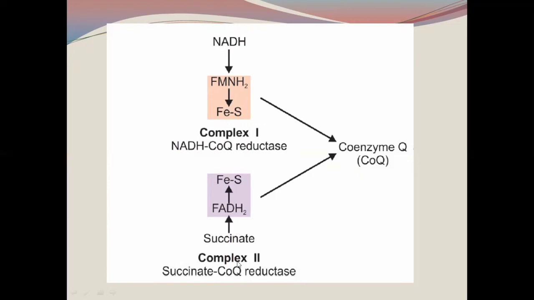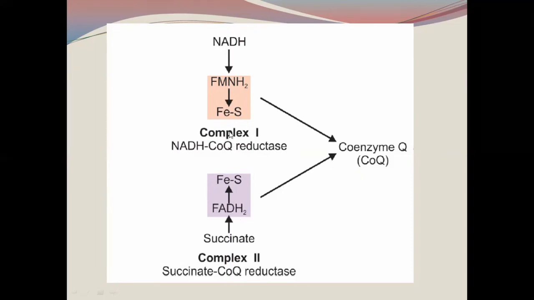But in complex 2, when 2 electrons are transported from FAD to the iron sulfur centers, note that complex 1 has 6 iron sulfur centers, but complex 2 has 3 iron sulfur centers. Then from these iron sulfur centers the electrons are given to cytochrome B, and from cytochrome B they are taken up by coenzyme Q. The other difference is that in complex 2 there is no proton transfer.